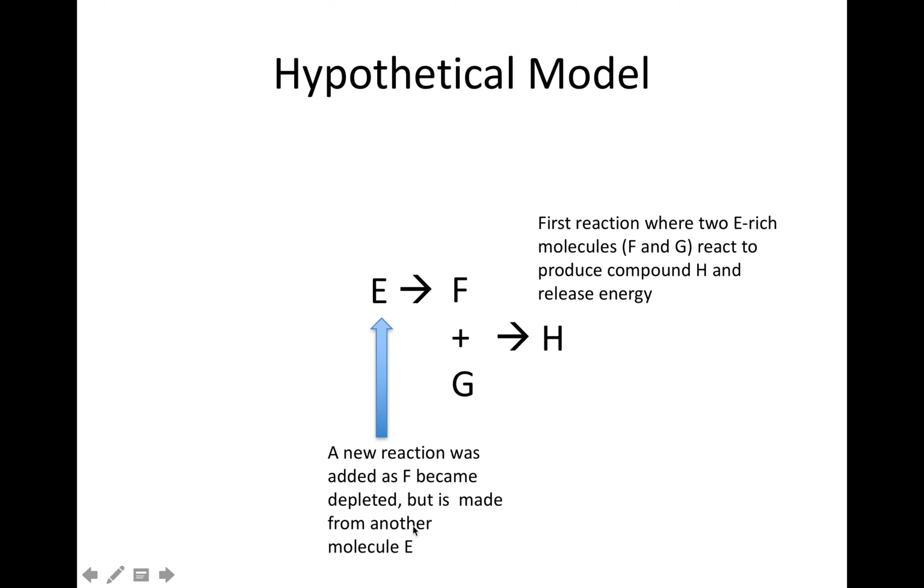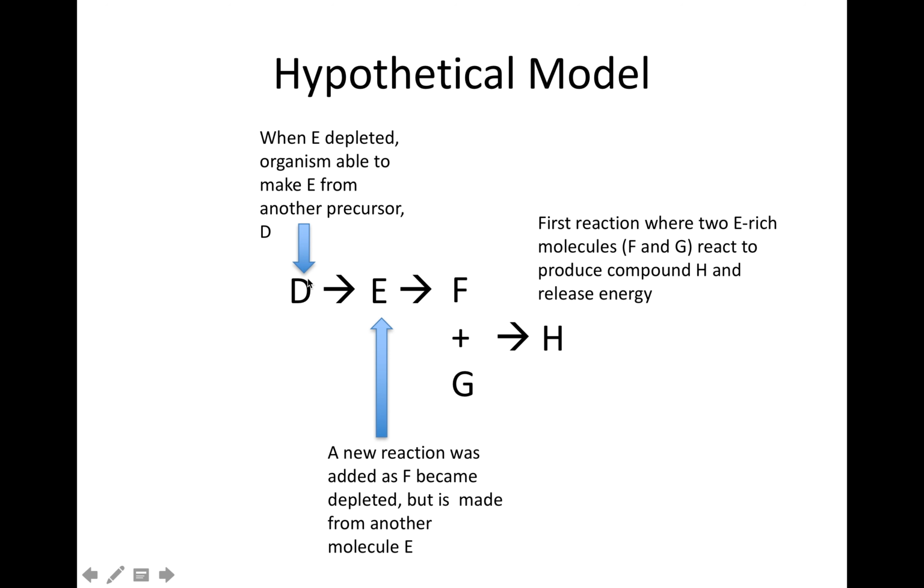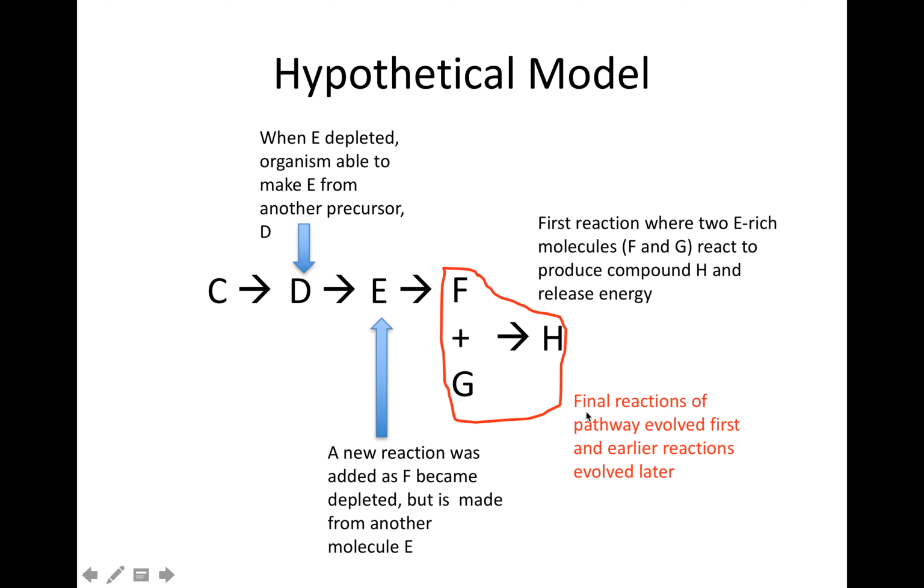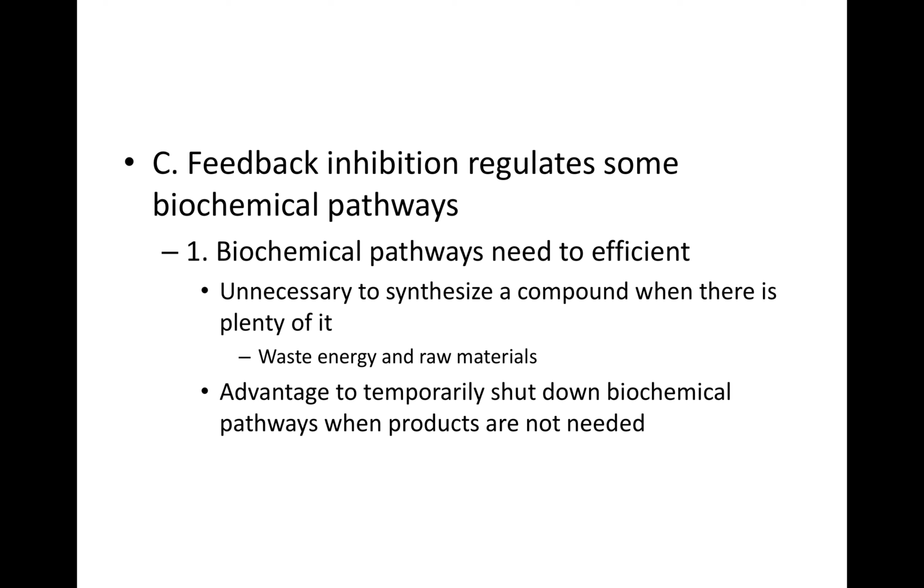So a new reaction is added as F becomes depleted, but it's made from another molecule, in this case, molecule E. But then you're going to run out of E, right? And so now you're going to go to D. So when E is depleted, the organism is going to make E from another precursor molecule, in this case, molecule D. And it just keeps going. Then you have C. But eventually, the final reactions of the pathway probably evolved first, and then we can work ourselves backwards, right? So biochemical pathways evolve not at once, but maybe one step at a time backwards.